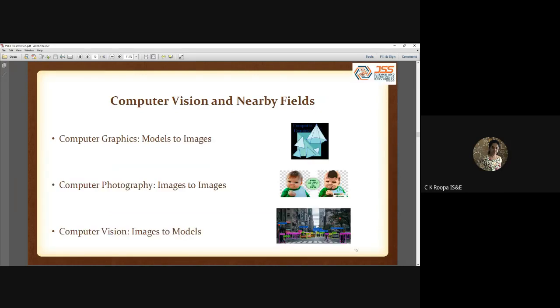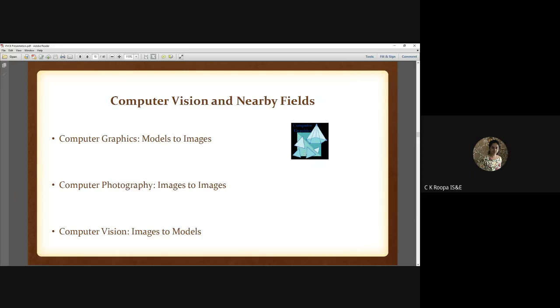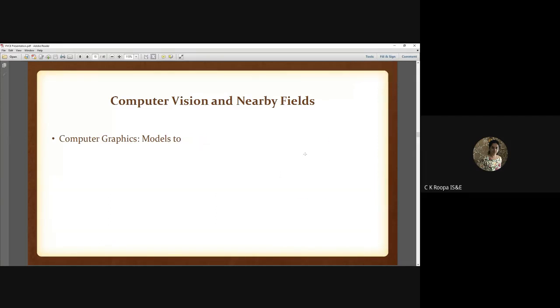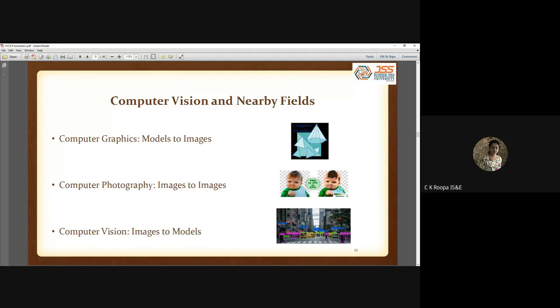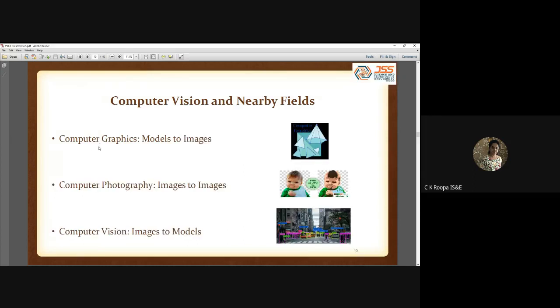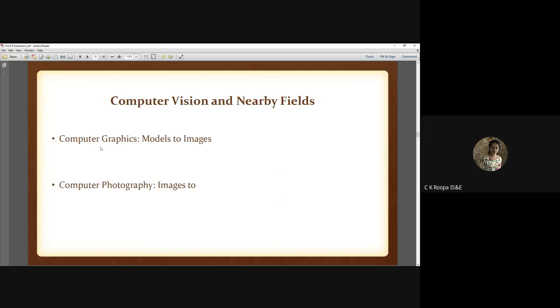So there are three important things that you need to really differentiate, and we as researchers should be very clear in differentiating these three terminologies. One is computer graphics, the second is computer photography, and the third is computer vision. In computer graphics, we give models, and those models are used to convert into an image.